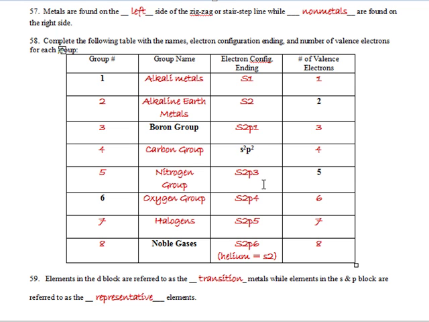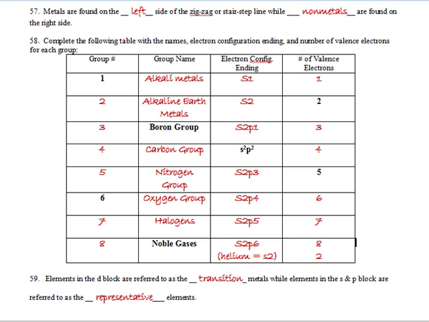Nitrogen group, S2P3, add up to 5. Oxygen group, S2P4, that adds up to 6 valence electrons, group 6. The halogens, special name here, halogens in group 7, they all end in S2P5. They're almost at the octet. They need one more. And they have 7 valence electrons. And the noble gases, they're in group 8, and they all end in S2P6. There's your octet, S2P6, and they have 8 valence electrons, with the exception of little helium. Helium ends in S2, and it only has 2 valence electrons.